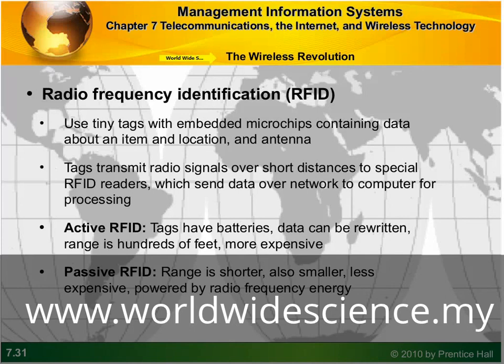So there are active RFID and passive RFID. Active RFID tags have batteries. The tag itself has a battery. Data can be rewritten, range in hundreds of feet, more expensive. These are features of active RFID. And the passive one has a shorter range, is also smaller, less expensive, and powered by radio frequency energy. So the tags do not have any batteries.